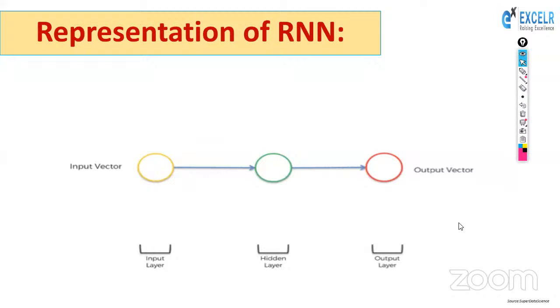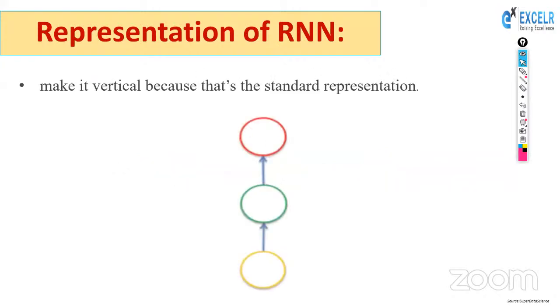And then it is standard to represent the RNN network in a vertical diagram. That means in a vertical fashion. So just rotate this one in a vertical manner. So there you will get this kind of notation. So that's the standard representation in a vertical fashion.